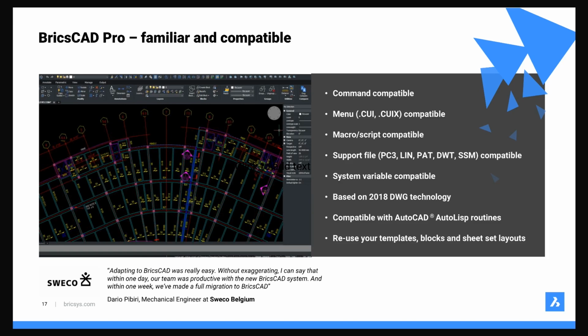But I would like to cover some of the industry standard DWG format that we're native to. We support fully AutoCAD command, script, macro, and menu compatibility. It's also compatible with various types of support files and system variables. So there's no need to change your printers, templates, blocks, or even sheet set layouts to move to BricsCAD. It's fully compatible. We also fully support Lisp. Customers find the move to BricsCAD seamless and fast.